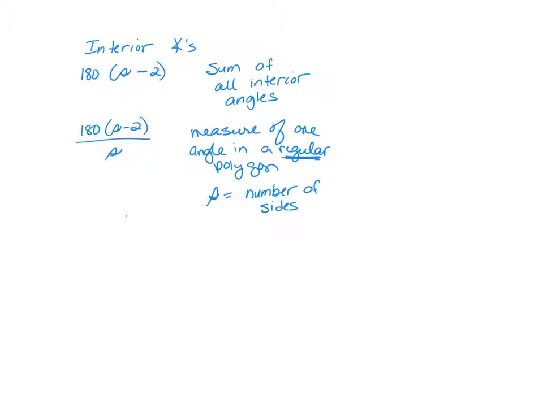If we have the interior angles, the sum of all the interior angles, that means everyone added together, you would just take 180 times the number of sides minus 2.